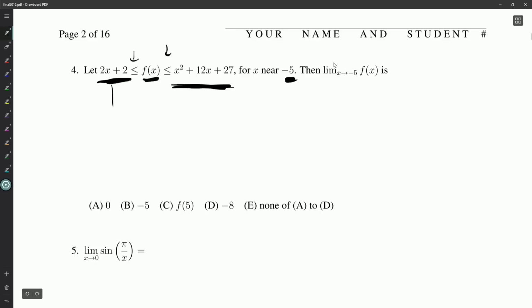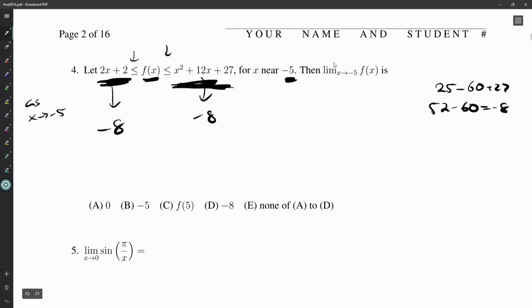So, well, we just need to check what's the limit as x tends to minus 5 of 2x plus 2. Well, that'd be negative 10 plus 2, so that'd be negative 8. How about x squared plus 12x plus 27? X squared would be 25, minus 5 times 12, so that'd be minus 60, plus 27, and that'd be 52 minus 60, also negative 8. And so since the smaller one and the bigger one are both heading to the same place near x minus 5, then f of x is squeezed in between them and is forced to go to minus 8 as well.